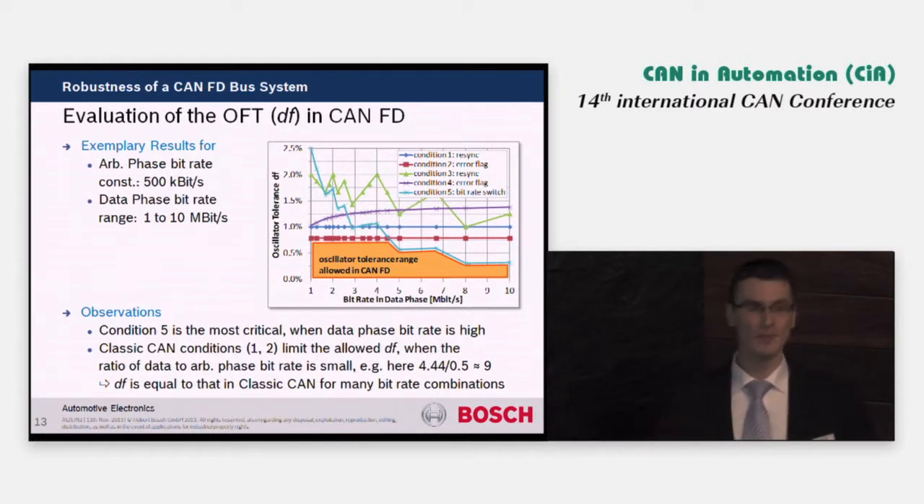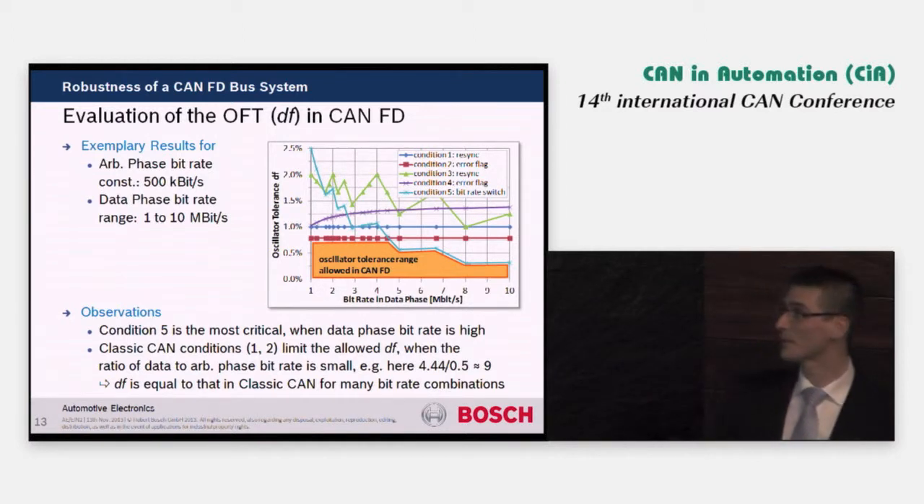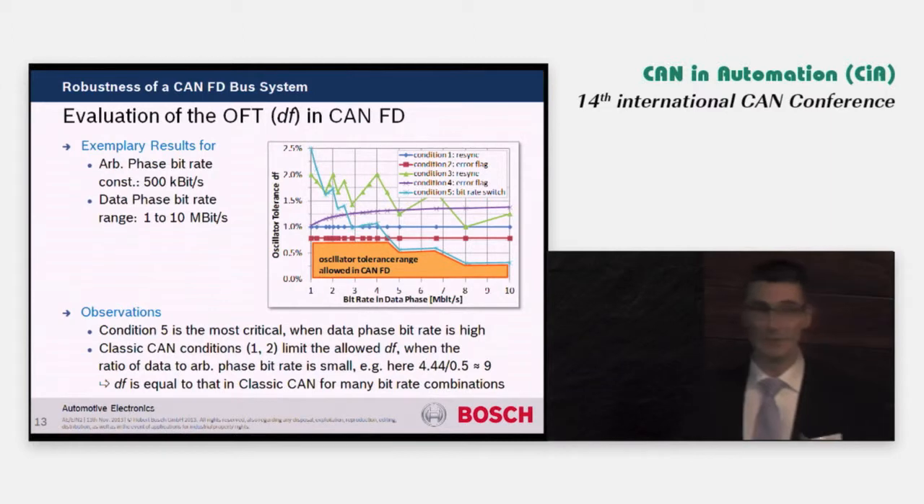And since the usual bitrate combinations will be, let's say, 500 kilobit and 2 megabit in the data phase, or let's say even 4 megabit, the oscillator tolerance won't be worsened, so it will stay the same as in classical CAN. And we made this observation not just for this example. I also tried a lot of other arbitration phase bitrates, and it was always the same outcome. Sometimes this ratio was 9 or 7 or 6 or 10, but it was always a small number. Okay, so much for the oscillator tolerance that is allowed in KNFT.